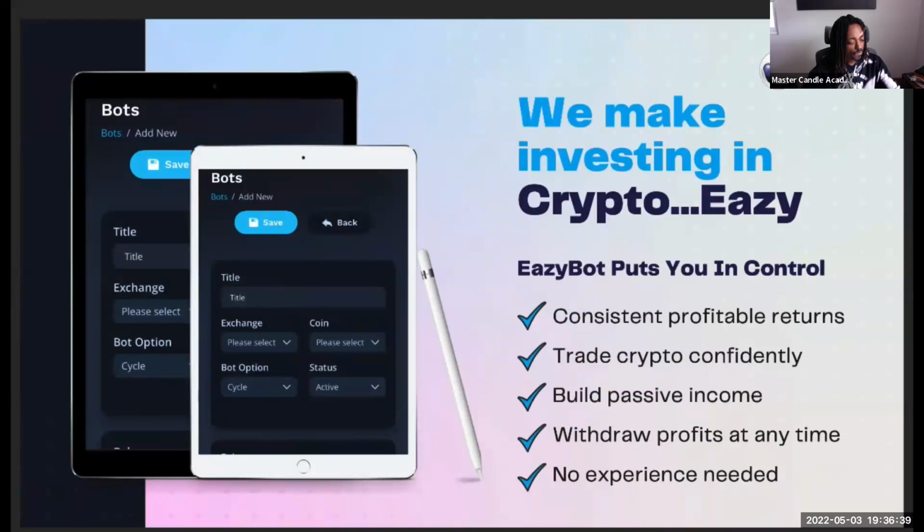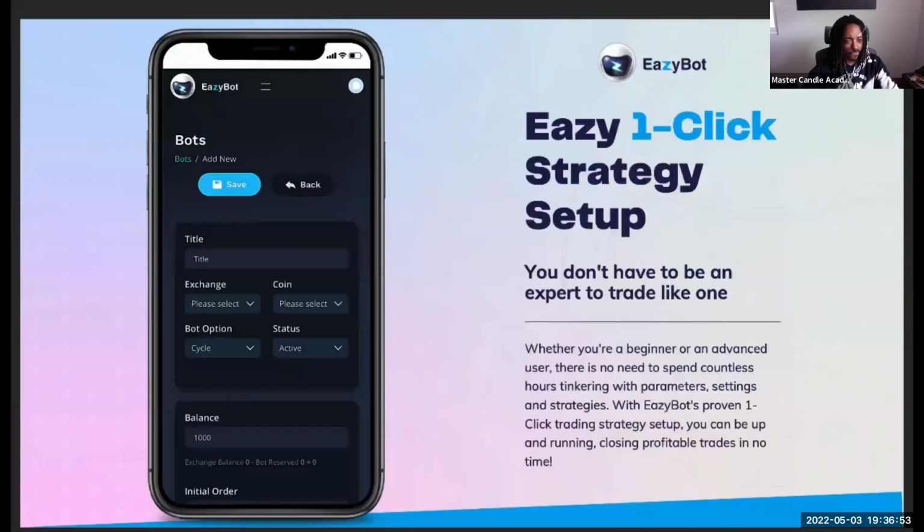We put you in control with consistent profitable returns. We help you trade crypto confidently, hands-free. We build you a passive income. You can withdraw profits at any time, and you need no experience in order to make the money that you deserve. We do it all with an easy one-click strategy setup. Whether you're a beginner or an advanced user, there's no need to spend hours and hours learning about the market. You can make money now.